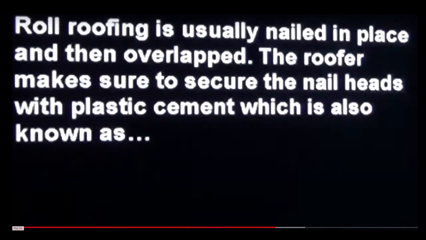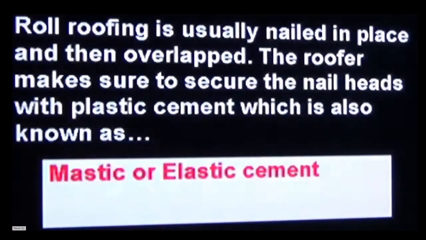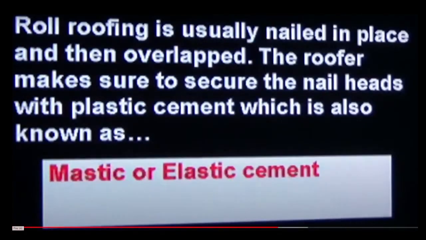Roll roofing is usually nailed in place and then overlapped. The roofer makes sure to secure the nail heads with plastic cement, which is also known as what? Mastic or elastic cement is correct.